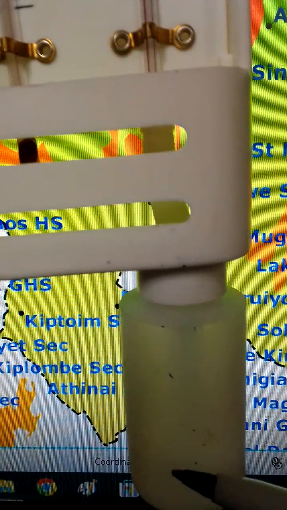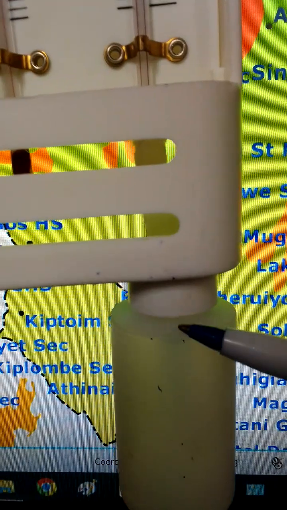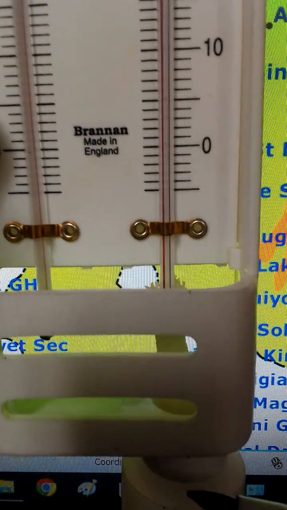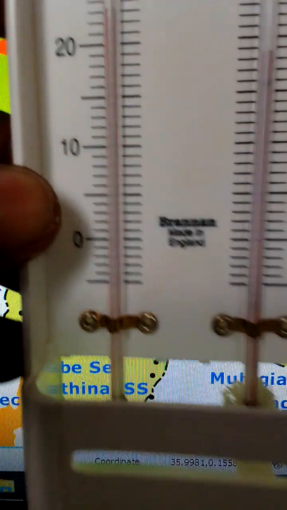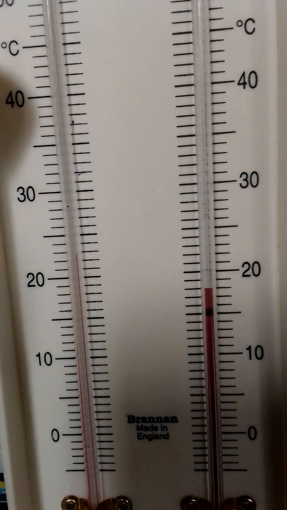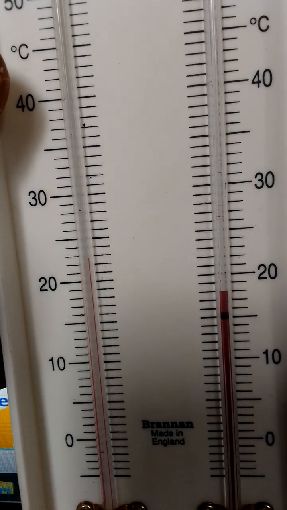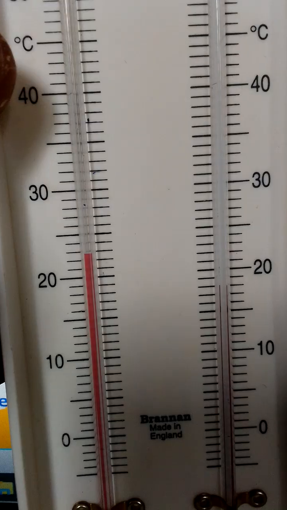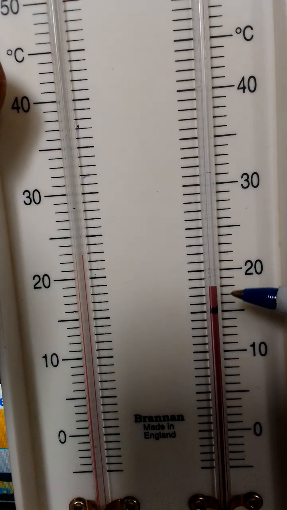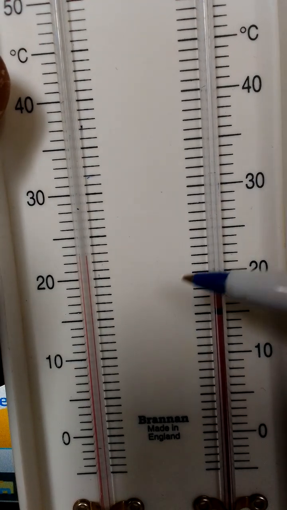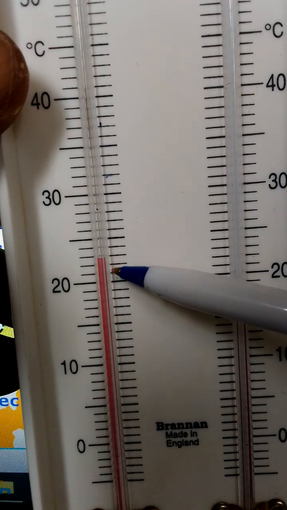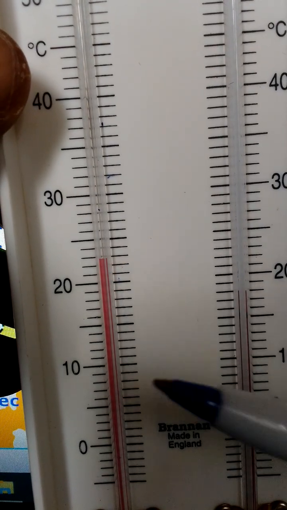So the water rises by capillarity along the wick and evaporates. That evaporation around the wet bulb causes cooling, such that the temperature recorded at the wet bulb thermometer is usually lower than what is recorded at the dry bulb thermometer. Like in this case, the wet bulb temperature is about 18 degrees Celsius and the dry bulb temperature is about 23 degrees Celsius, right?